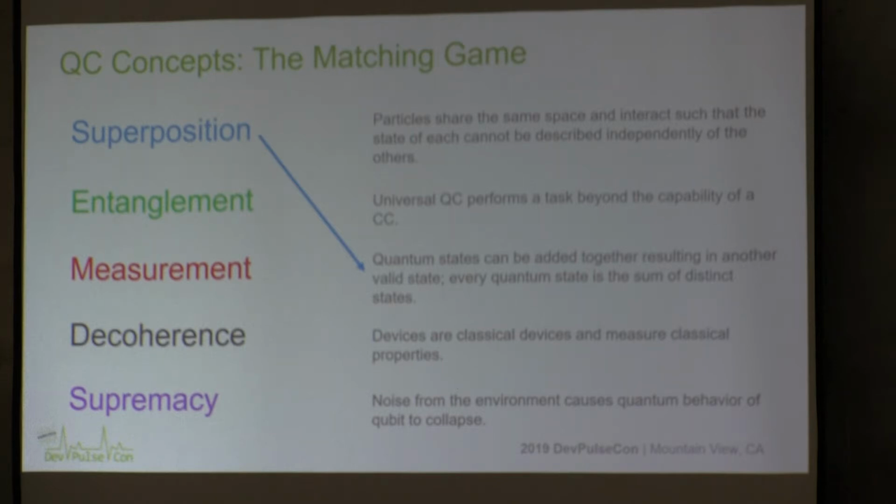Entanglement, what do you think? Okay, I think the first one, right? Entanglement: particles share the same space and interact such that the state of each cannot be described independently of each other. Okay, so in some ways, entanglement is really at the heart of what quantum computing is trying to do. Highly entangled quantum states hold a huge amount of information. It's impossible for classical computers to describe all of the correlations that are held in the entanglement. And it makes it possible to model complexities that are beyond the reach of classical computing.